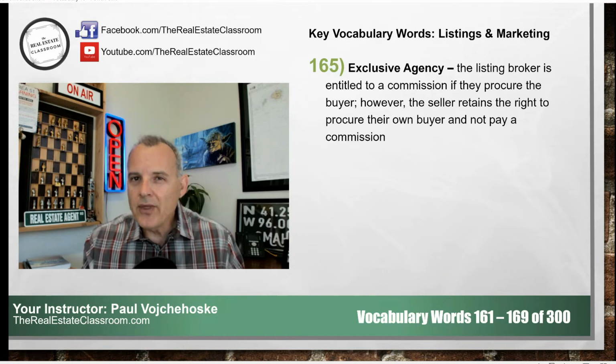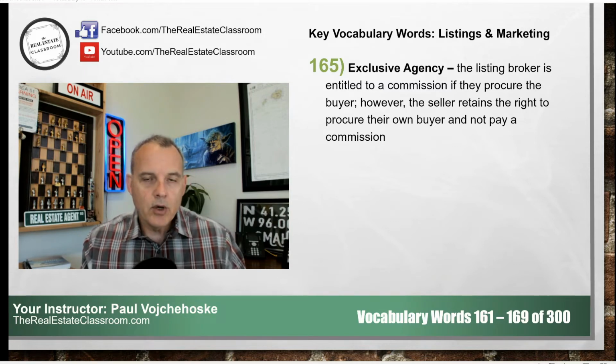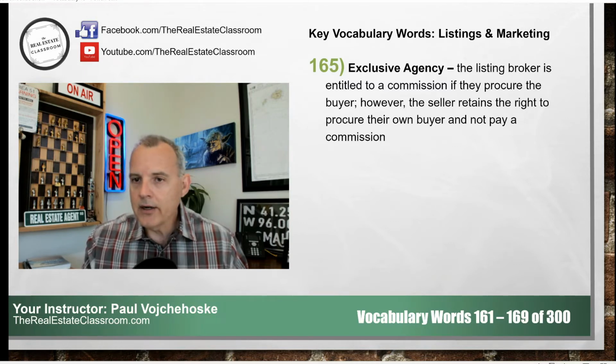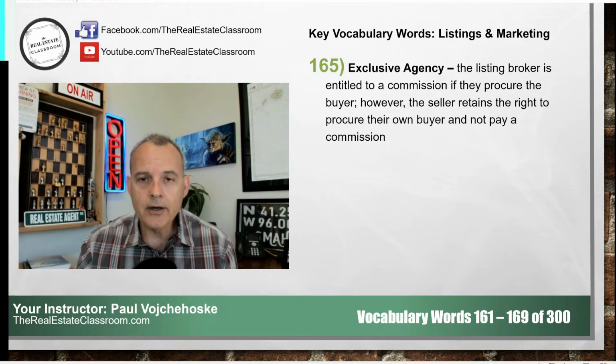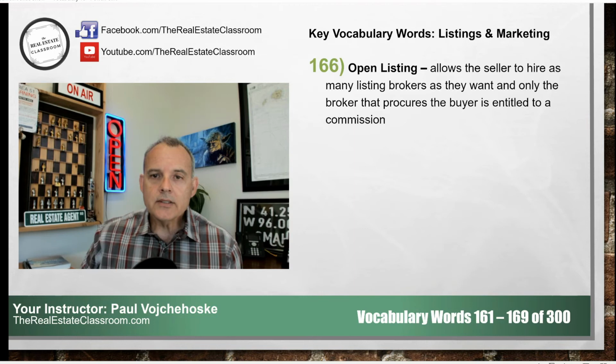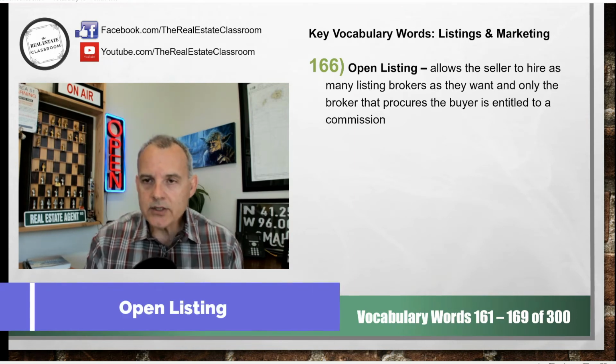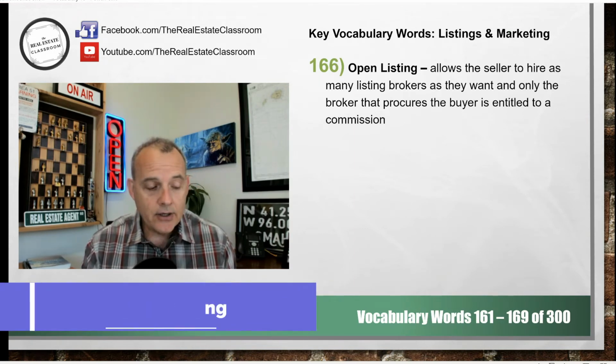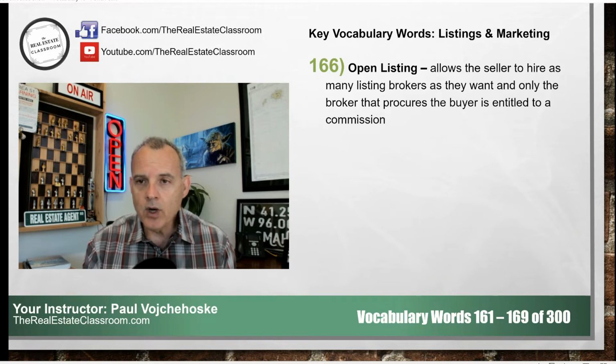You don't have to go that deep for the real estate exam. All you have to know is under exclusive agency, the broker gets a commission if they procured the buyer. The seller does not have to pay a commission if they procured the buyer. Number 3, an open listing. This allows the seller to hire as many listing brokers as they want, and only the broker that produces the buyer is entitled to the commission.